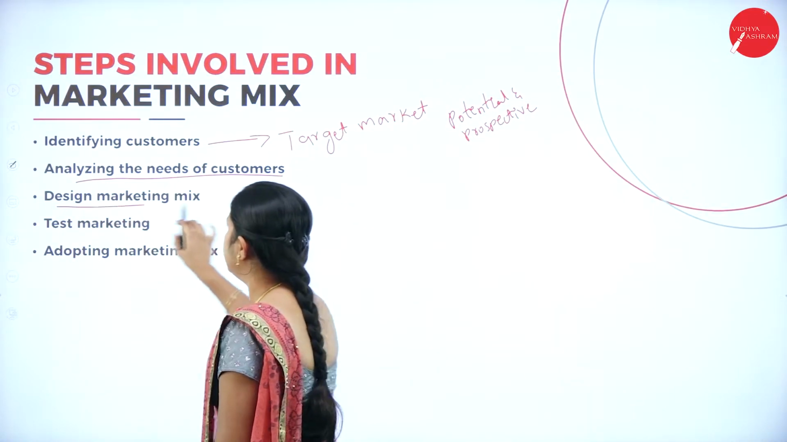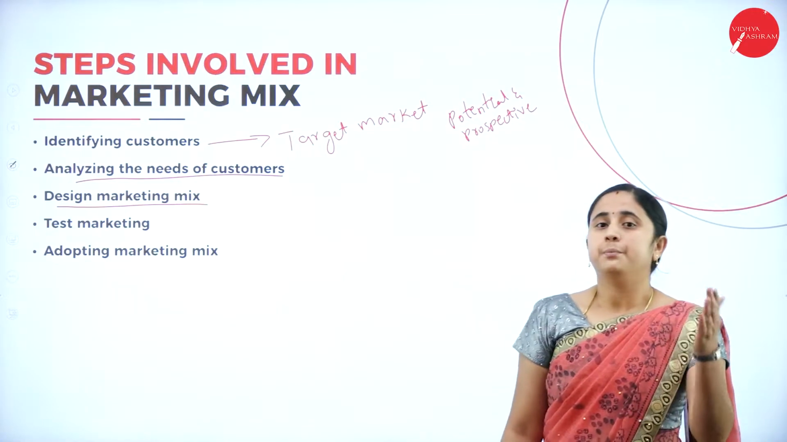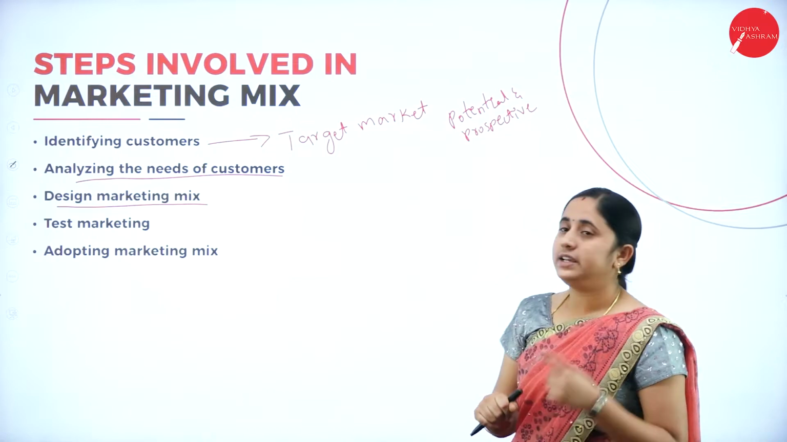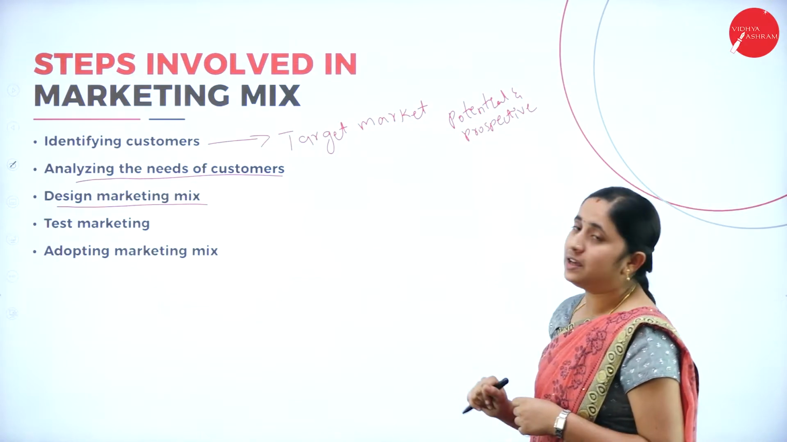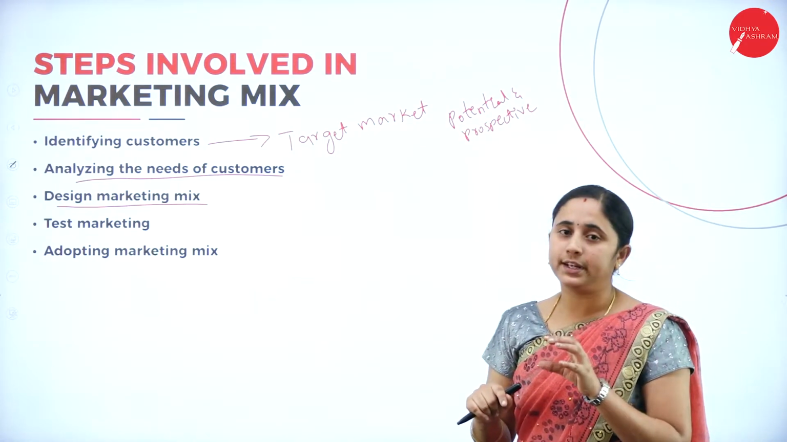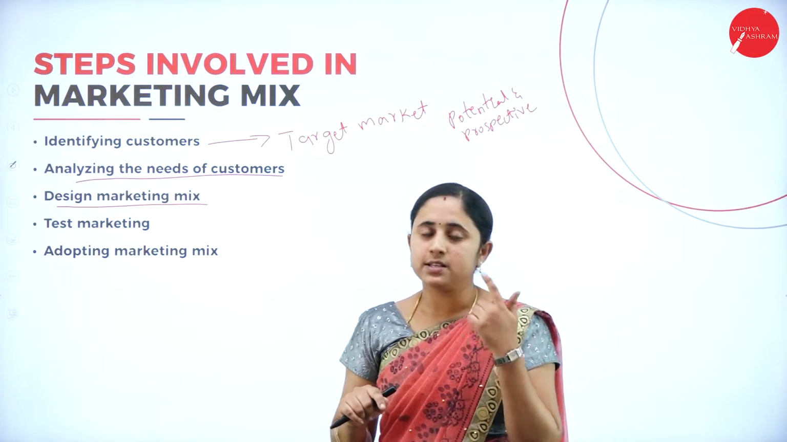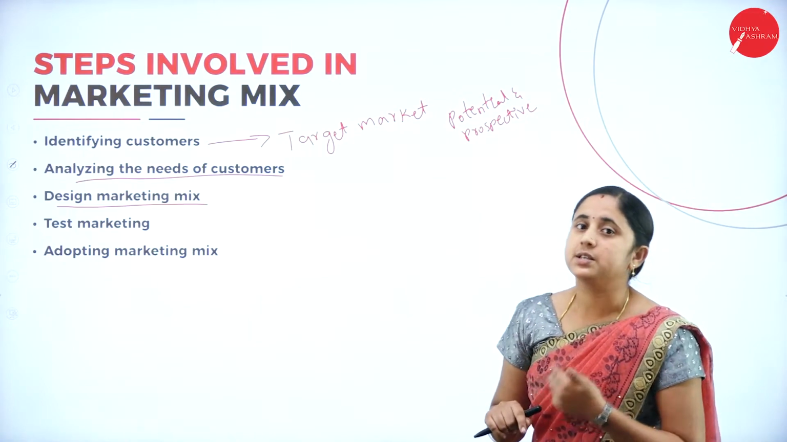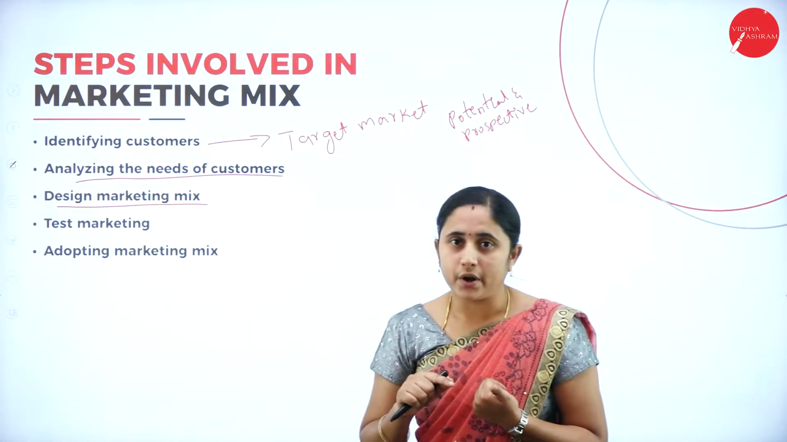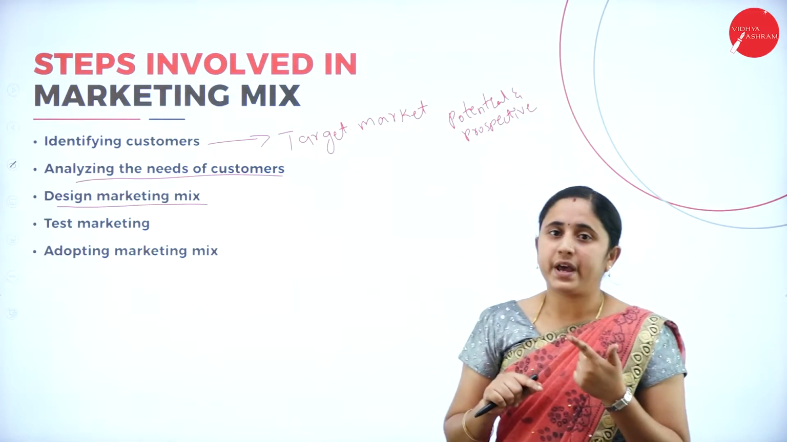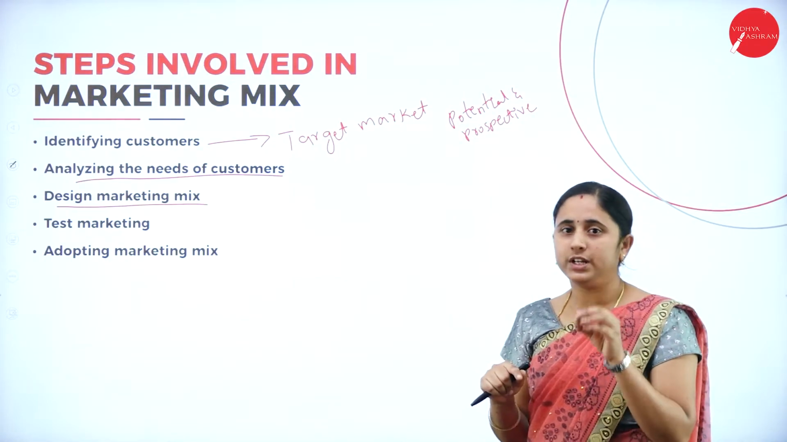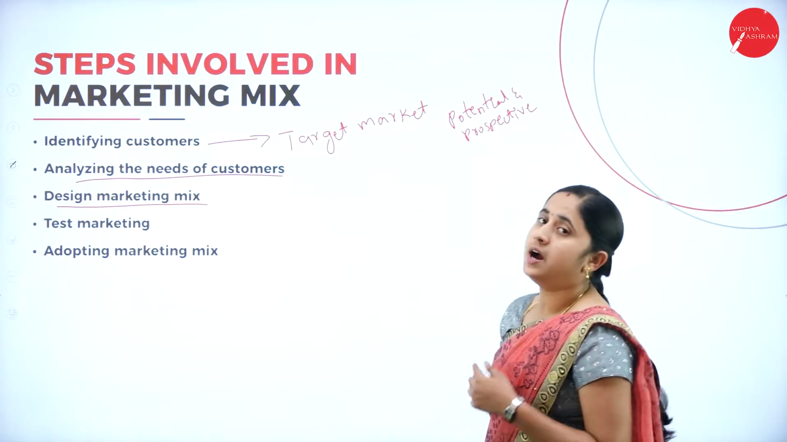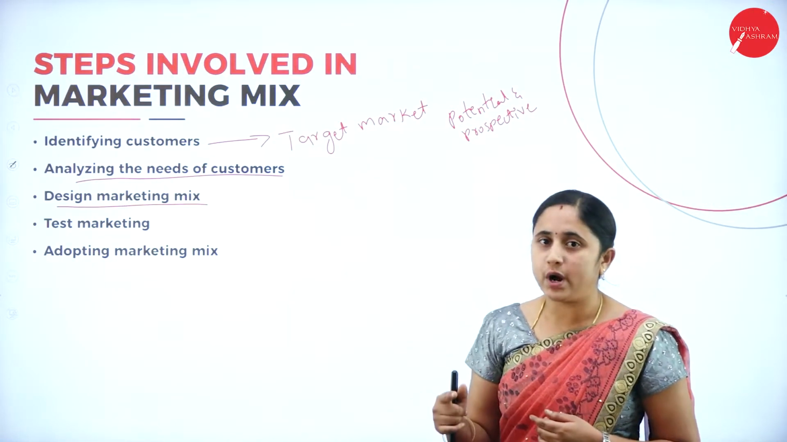Next step, design marketing mix. Based on the information you gain in analyzing the market needs, you need to design the marketing mix. Marketing mix, the combination of product, price, place and promotion. Then decide the marketing mix. What are the changes that are required in your product and packaging? Then price, the price for your product. You need to fix the correct price. Pricing should be effectively done in order to increase your sale as well as to attract the customer.